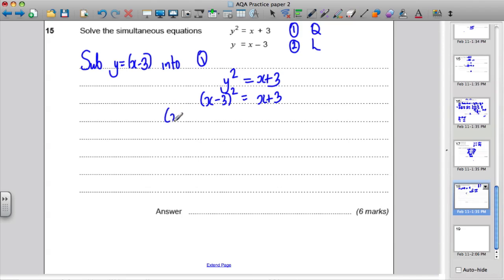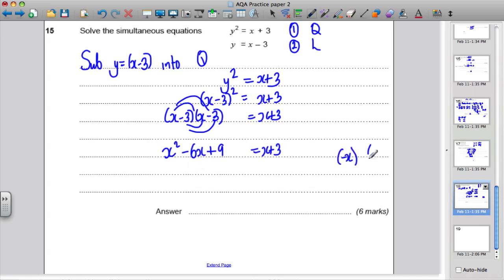X minus 3 squared means x minus 3 multiplied by x minus 3, and that's equal to x plus 3. Times this out the long way, you get x squared minus 6x plus 9 is equal to x plus 3. You've got a quadratic equation because it's an x squared and an equals, but you can't solve until you make one side equal to 0. So you subtract x off both sides and you subtract 3 off both sides. So you get x squared minus 7x plus 6 is equal to 0.